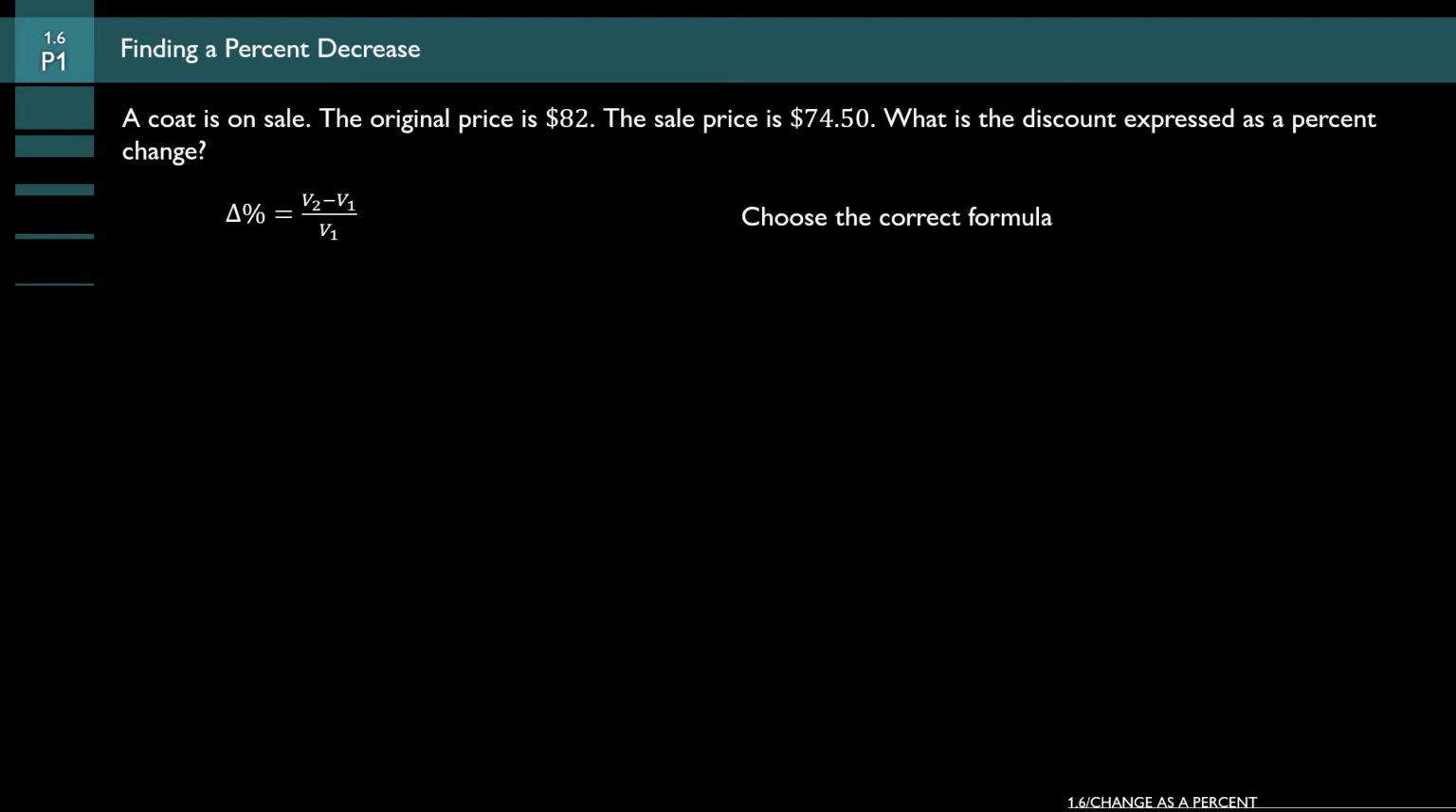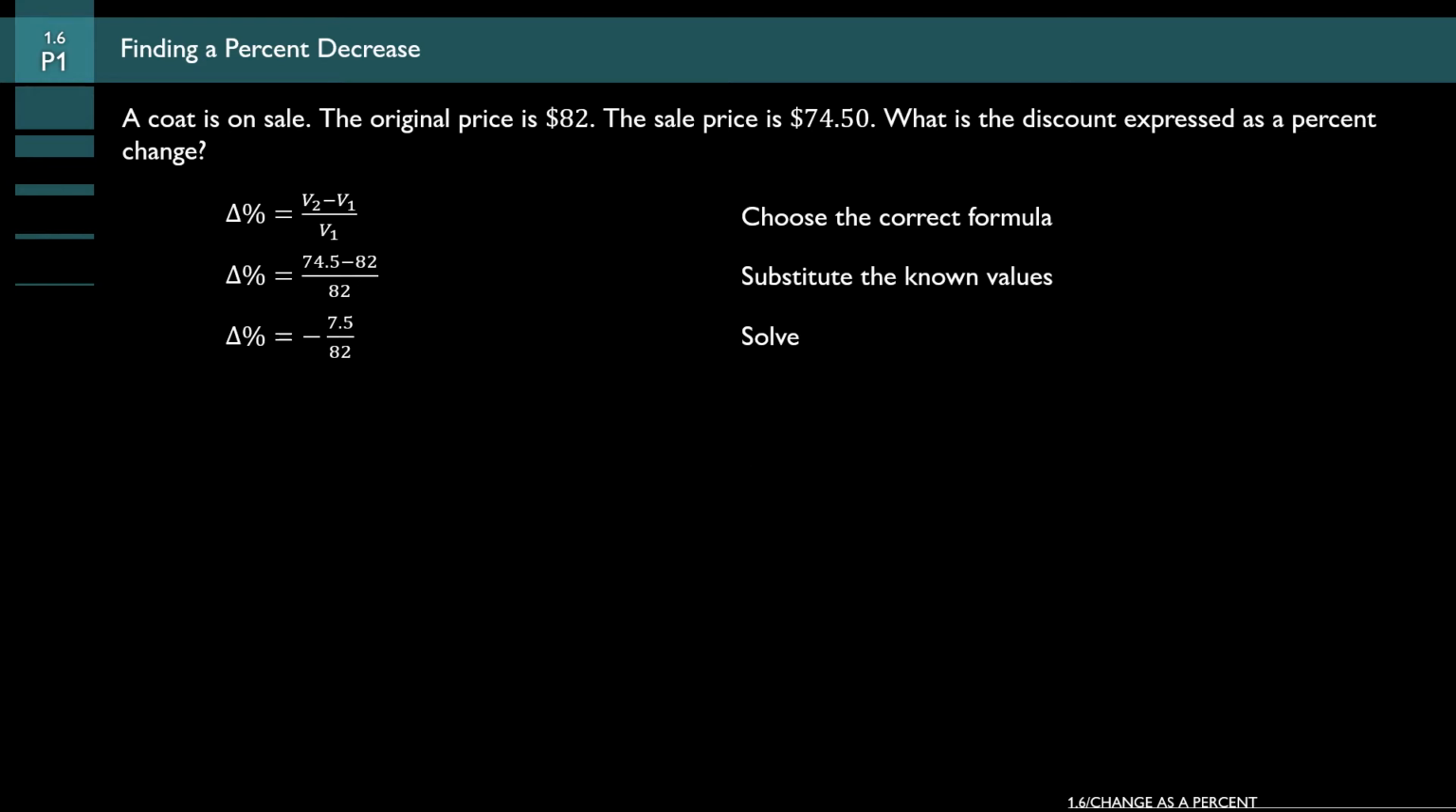We then substitute our known values. Now, the sale price, or the value 2, is $74.50. So we're going to go 74.5 minus the original price of $82, and that is being put over top of the original price, again, $82. So 74.50 minus 82 is negative 7.50, or 7.5. So we end up with negative 7.5 over 82. Now notice that the sign in front of the fraction is a negative. And again, this makes sense because we're looking for a decrease.